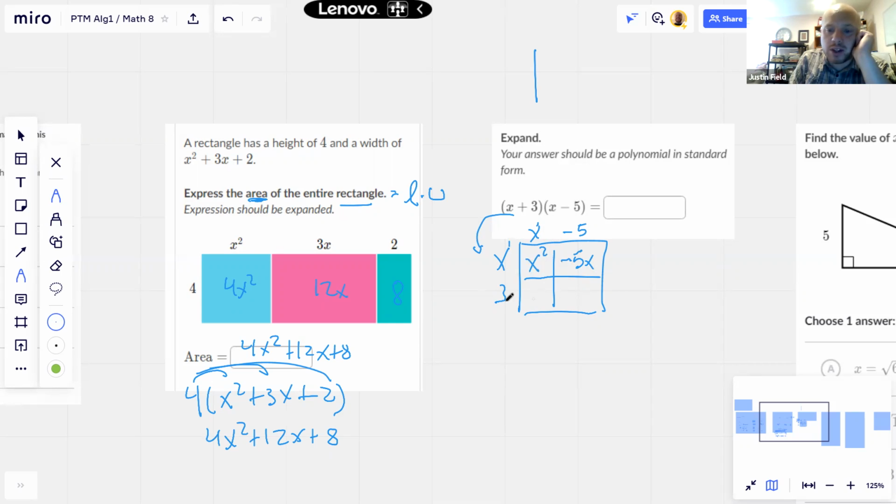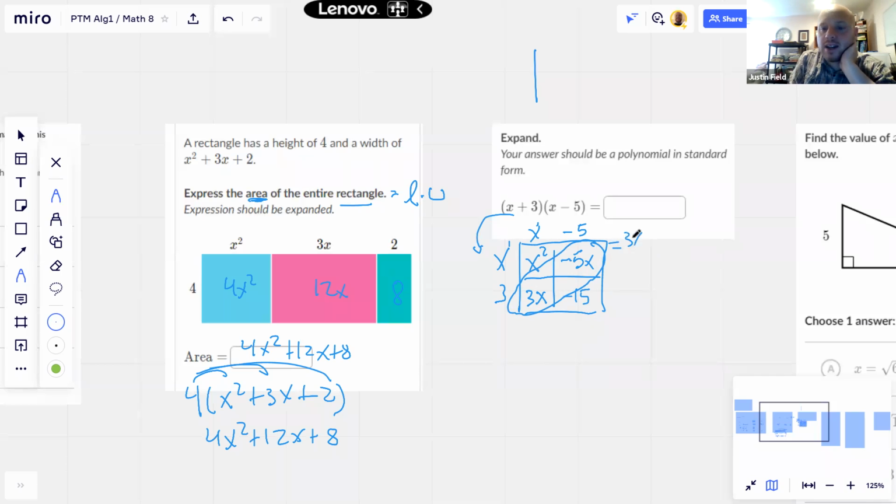Right here, we're going to multiply 3 times x, which is 3x. In the last box, 3 times -5 is -15. So that's how we fill in the box, and then we add the like terms. What are the like terms? They are right here, 3x and -5x.